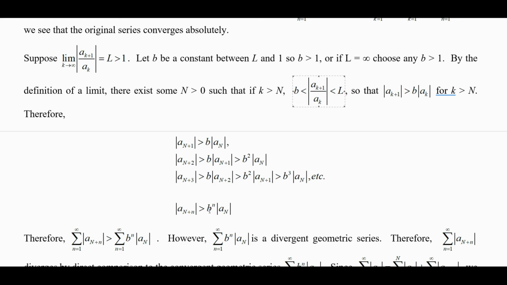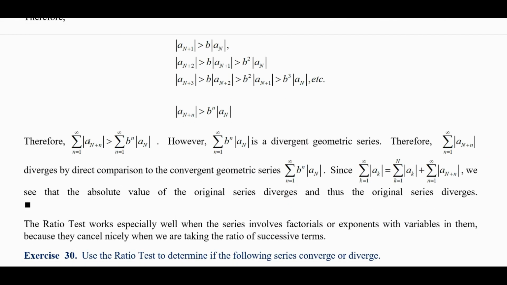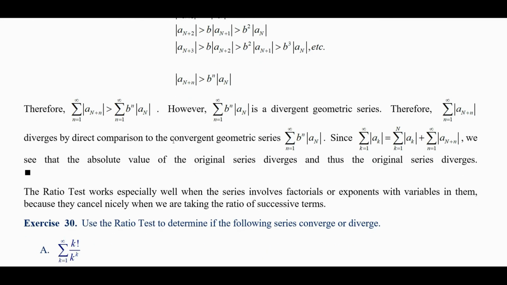And the other thing is that b is bigger than 1. So we now get that our sum of that tail is greater than a divergent geometric series, because now b is bigger than 1. And so the series diverges by direct comparison. And that finishes up. Notice the case we didn't do was when b equals 1, and of course that means the ratio test is inconclusive.